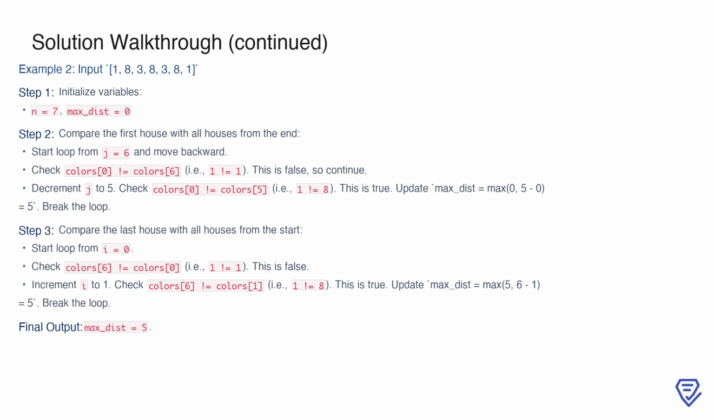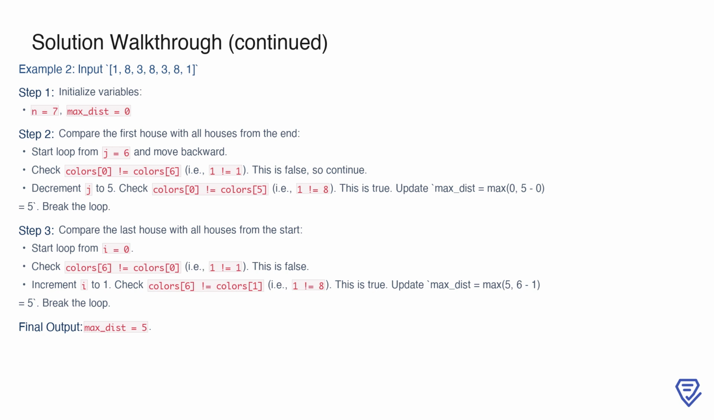At index 5, colors[0] is 1 and colors[5] is 8, which satisfies the condition. We calculate the distance as 5 - 0, which equals 5, and update max_dist to 5. The loop is then broken.